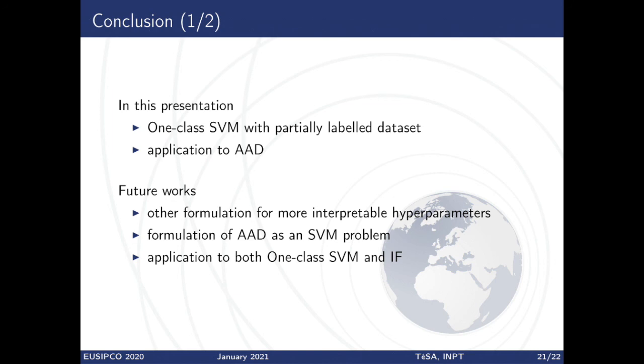Then we will see how active anomaly discovery can be seen as a support vector machine problem, and therefore can be applied to both one class SVM and isolation forest. Also, future works will try to challenge the various methods to other metrics than the one presented in this article.